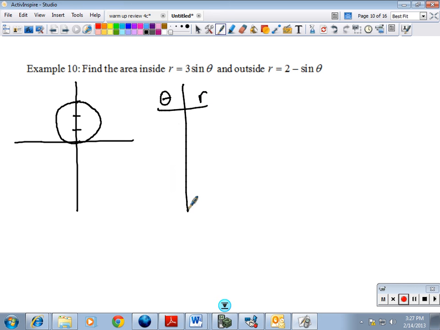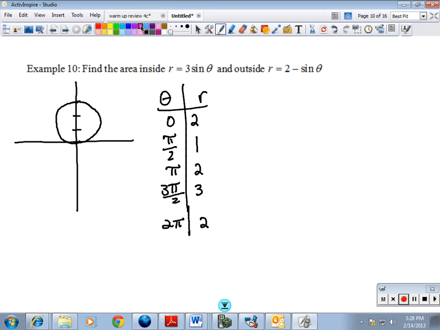Here they are. So I'm just going to do my quadrantal angles: 0, pi over 2, pi, 3 pi over 2, and 2 pi. I'm going to fill this in. 2 minus sine of 0 is going to be 2. 2 minus sine of pi over 2 is 1. 2 minus sine of pi is 2. 2 minus sine of 3 pi over 2 is going to be 3, because that's going to be a negative. And then that's going to be back to 2.